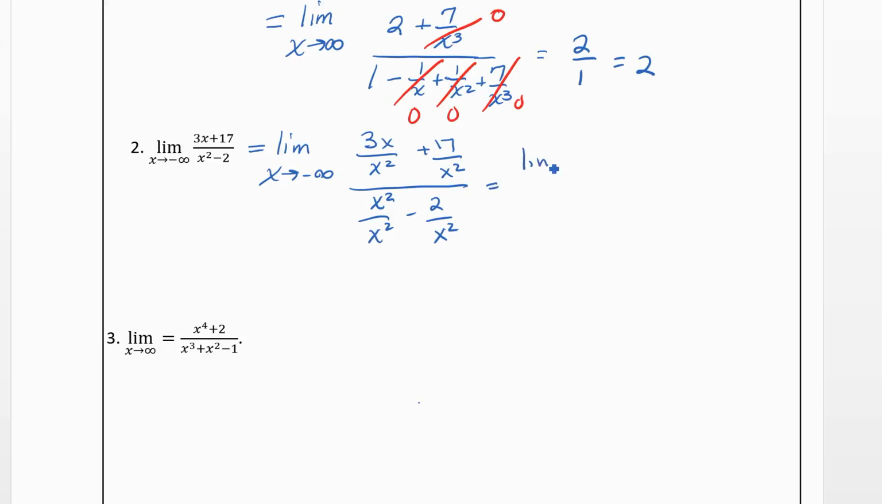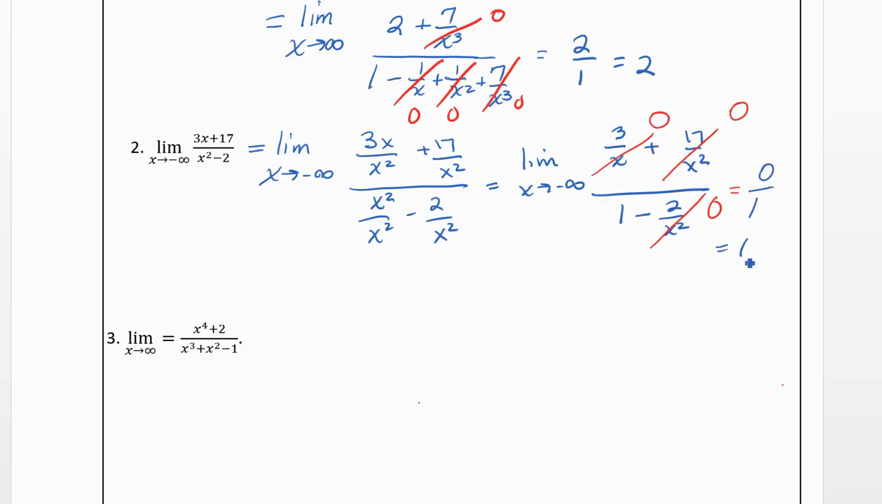So if we reduce each of these pieces, we have 3 over x plus 17 over x squared over 1 minus 2 over x squared. Now again, any of those pieces that still has an x in the denominator is going to go to 0. So this is going to 0, this is going to 0, and this is going to 0. So we have 0 over 1, or 0.